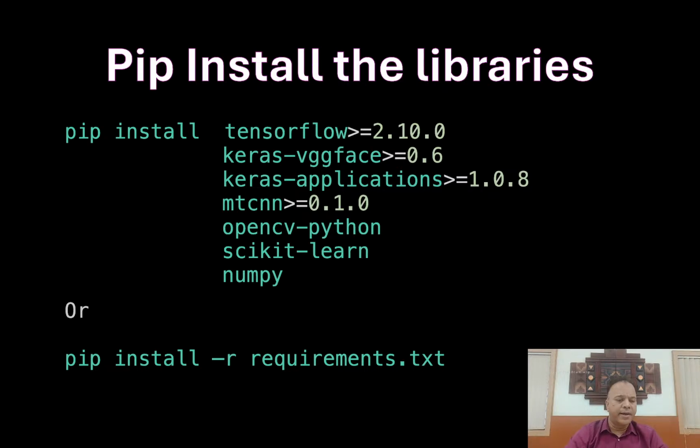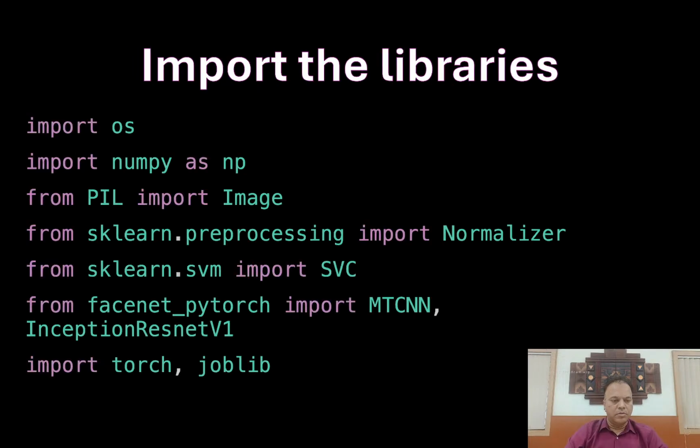If possible, I'll try to copy paste the code. That's what I was trying to do while I'm speaking here. If you put all this in requirements.txt, you can just say pip install -r requirements.txt. Now let's see what next.